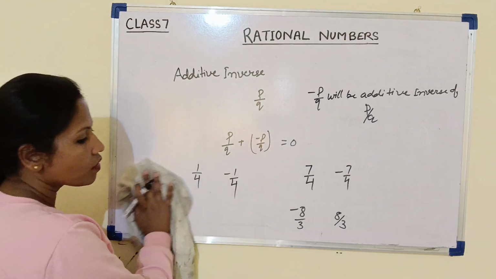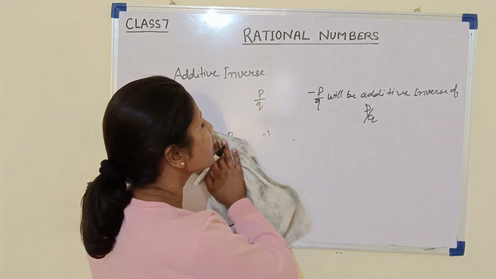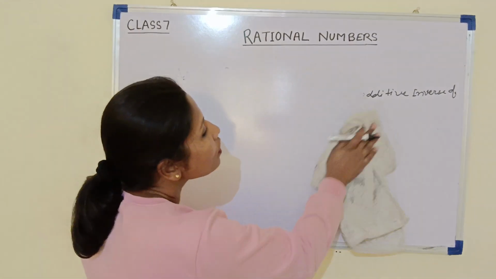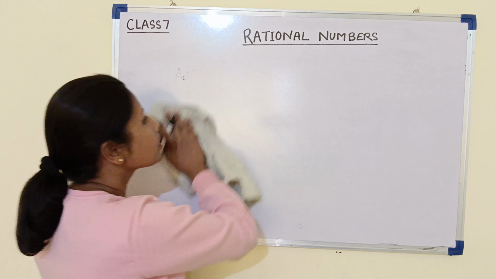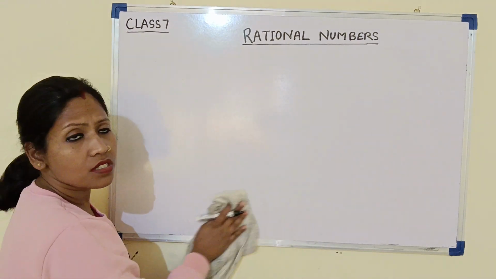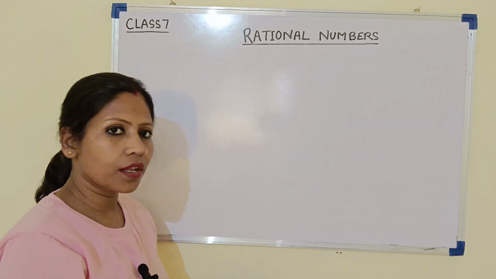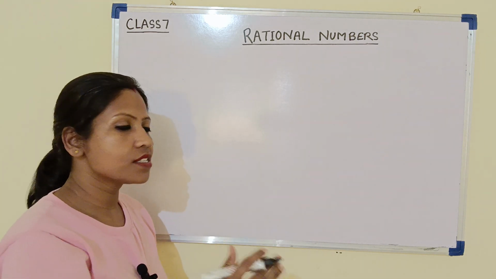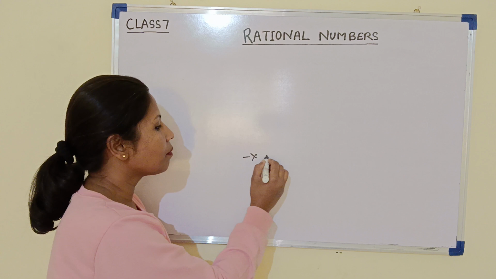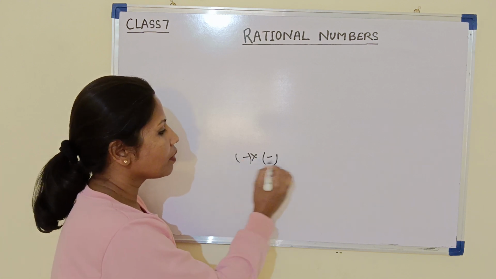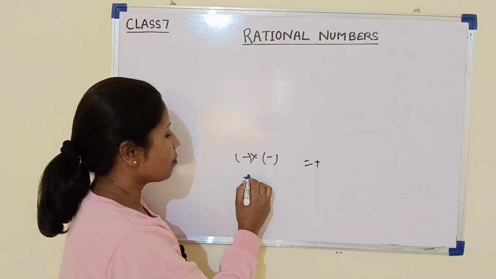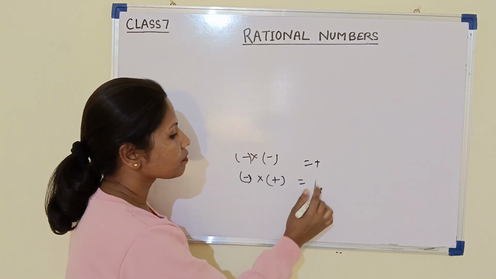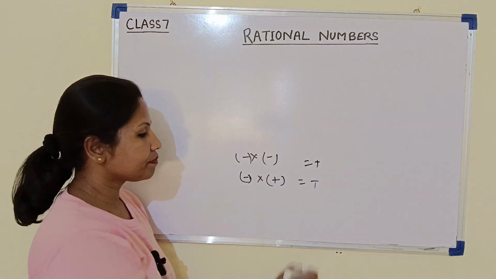You can do the questions of addition, subtraction, multiplication, division. This is similar to fractions. I am not going to teach rational number addition, subtraction, multiplication, division, because this is the same as fractions that we have already learned. The only thing is you have to take care of integer rules, like when you are multiplying minus and minus, that will give you a plus. If any minus is there and any plus is there, then it's a minus.